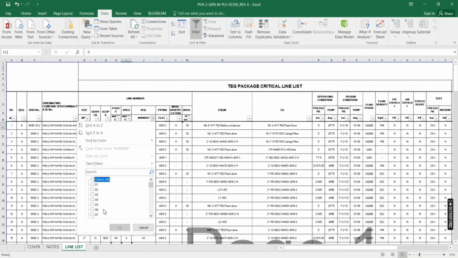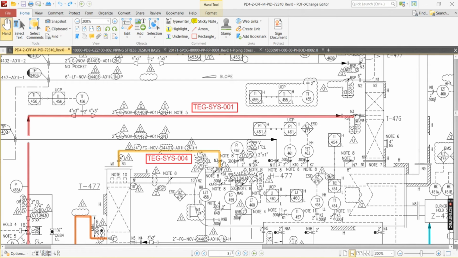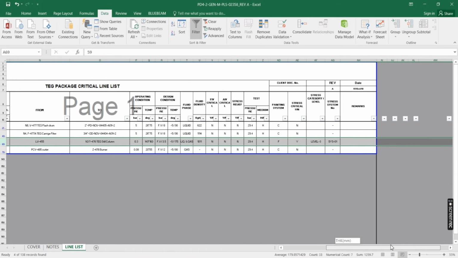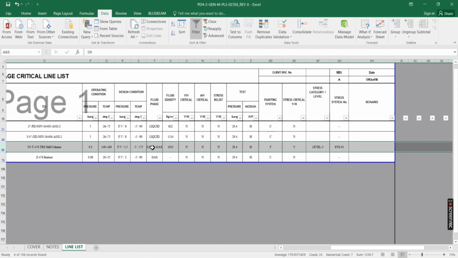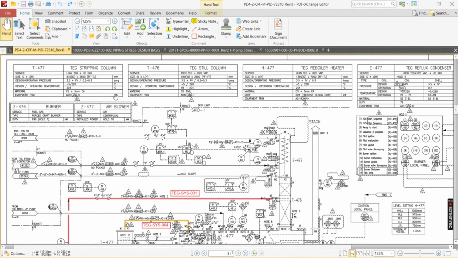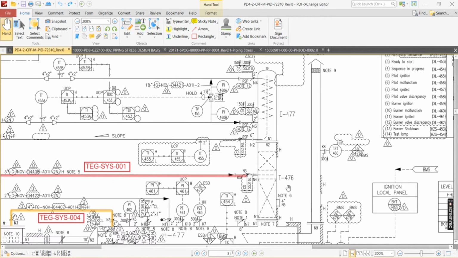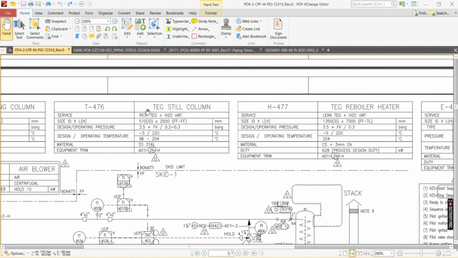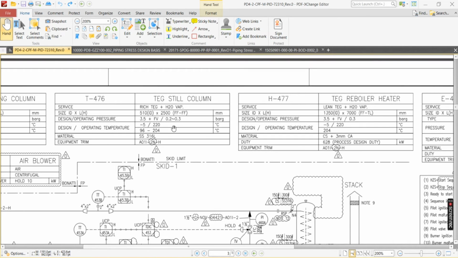04408. What is that? 3-inch G 04408. You see, the design temperature is 175, and it is connected to one pressure vessel or column. This is a steel column. This is T476. What is T476? T476 is the TEG still column, triethylene glycol still column.